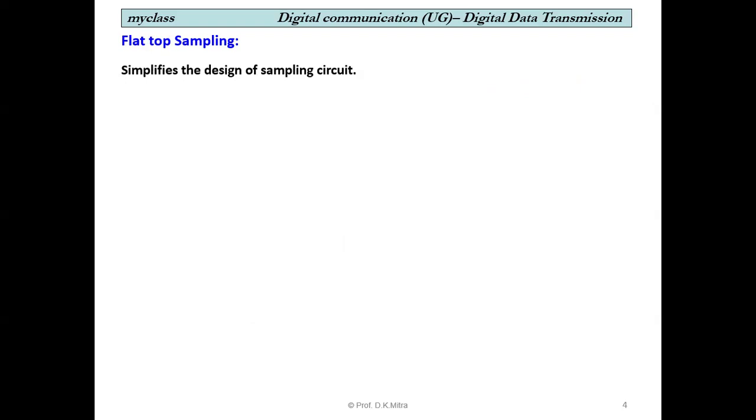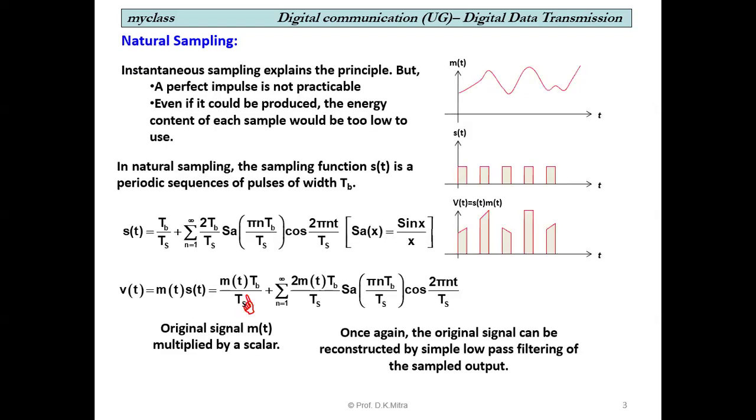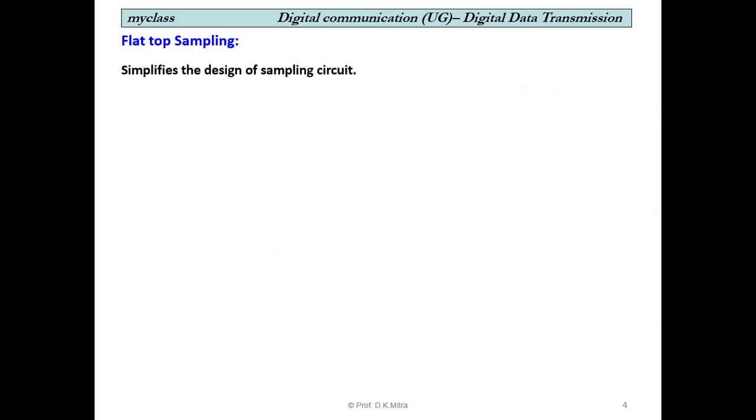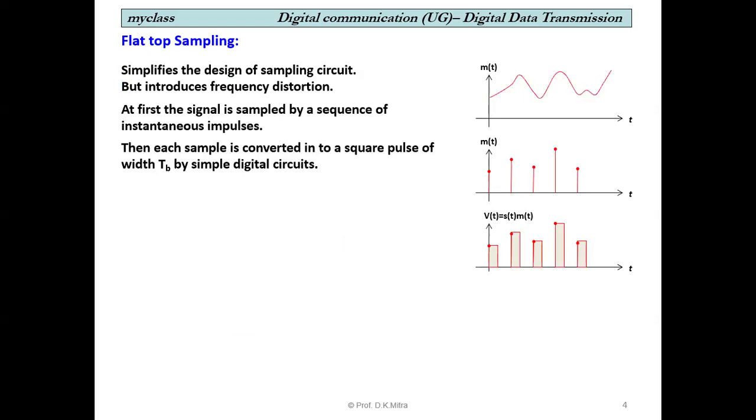Why? In our earlier part, with these sampling pulses creating a product like this, the top of the pulse following the curve of the signal is very difficult to obtain in a circuit. So we go for flat top sampling, which is a simplified design, but it introduces some distortion. We shall see how that distortion comes, right?